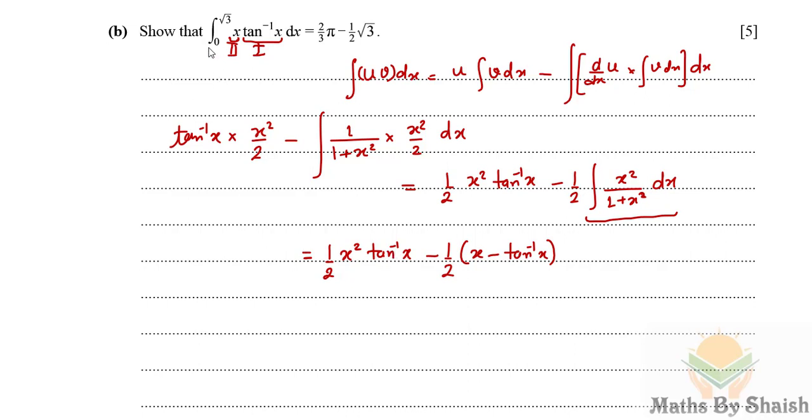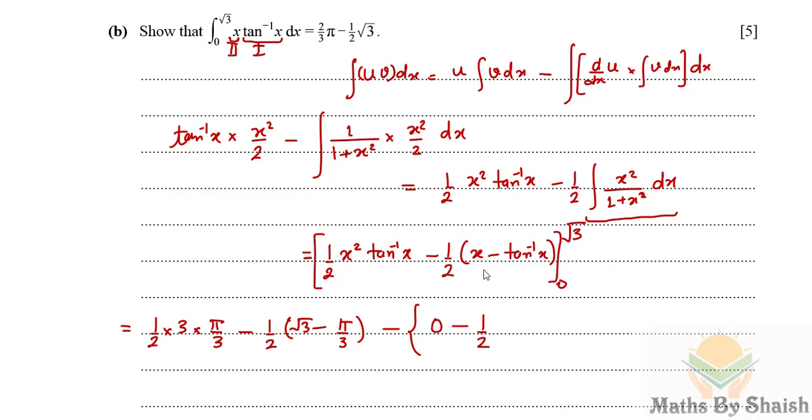Now we will put the limits from 0 to root 3. So the upper limit is root 3. It becomes 1 upon 2 times root 3 squared is 3, and tan inverse of root 3 is pi over 3, minus 1 over 2 times (x is root 3, so it is root 3 minus tan inverse of root 3, which is pi by 3), and minus the lower limit. The lower limit is 0, so 0 times tan inverse 0 gives 0, minus 1 upon 2, x is 0, so it becomes 0, minus tan inverse 0 is 0 again, so it is cancelled, that is 0 only.